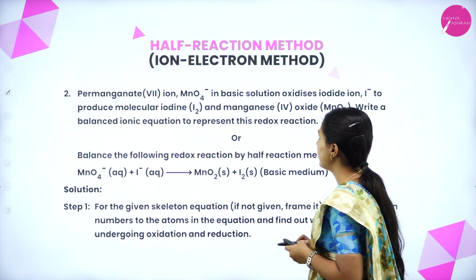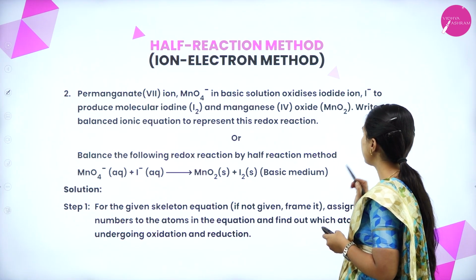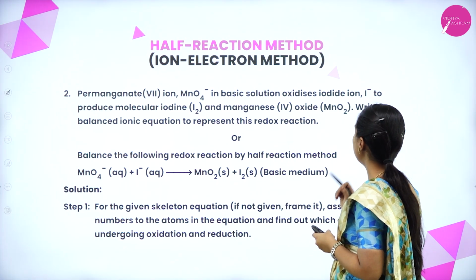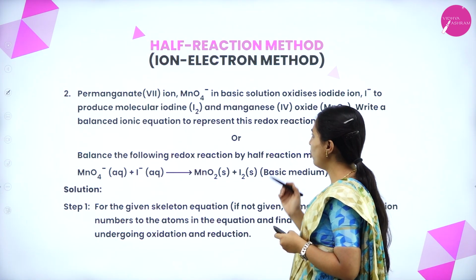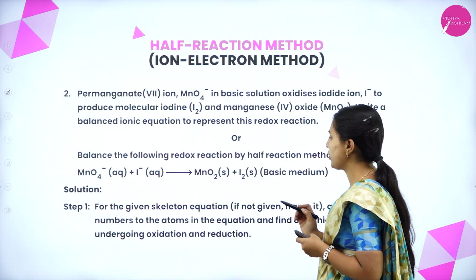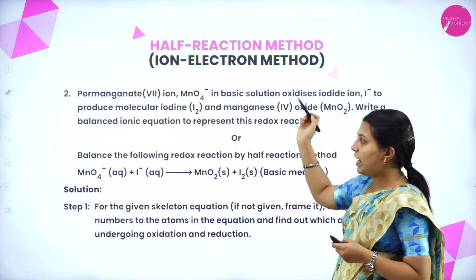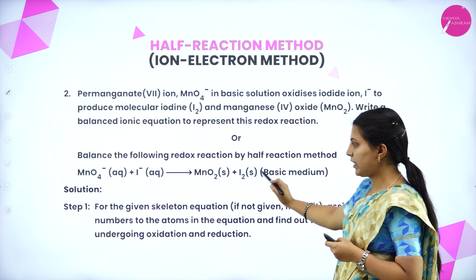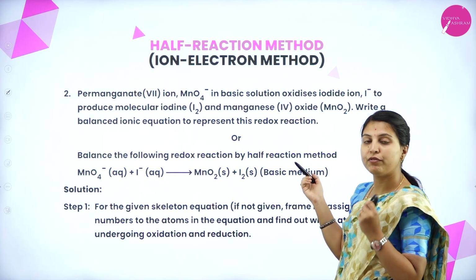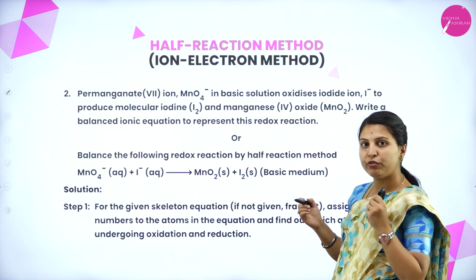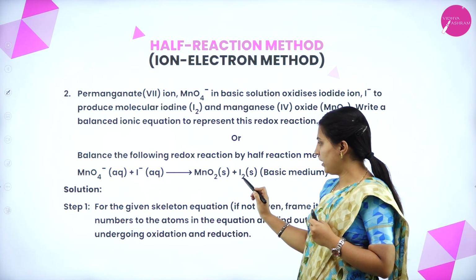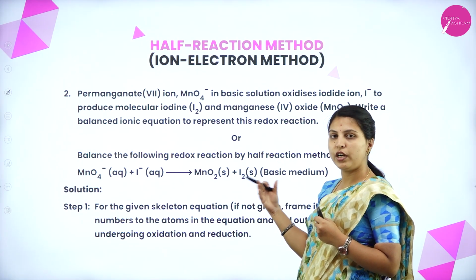Permanganate ion, that is MnO4-, in basic solution oxidizes iodide ion to produce molecular iodine and manganese oxide. Write the balanced ionic equation to represent this redox reaction, or balance the following redox reaction by the half reaction method. They might ask with a statement like this, then you have to write the skeletal equation, or else they might give it like this also. The first step is you have to write the skeleton equation, or frame it by yourself. So if they give the statement like this, you have to write it like this, or else if they give the equation, you have to balance directly.